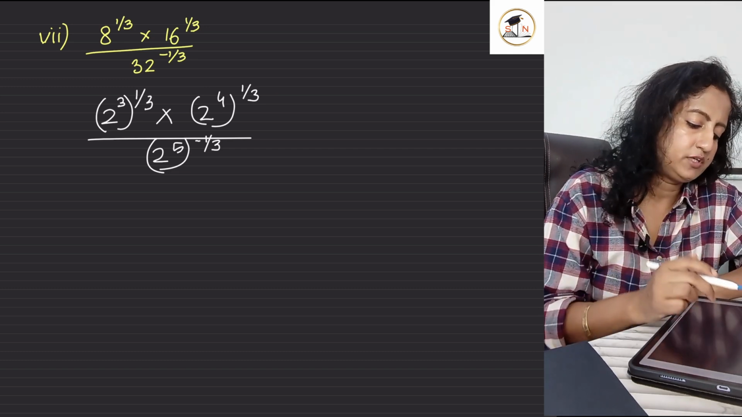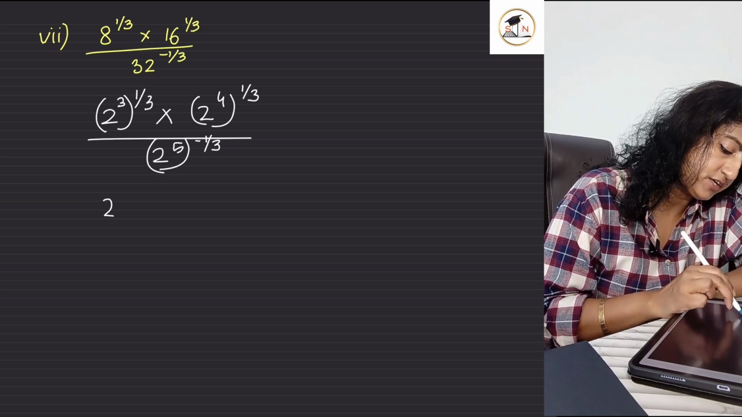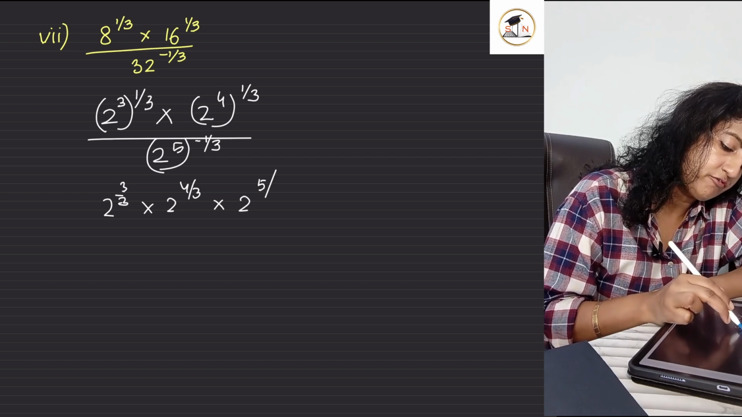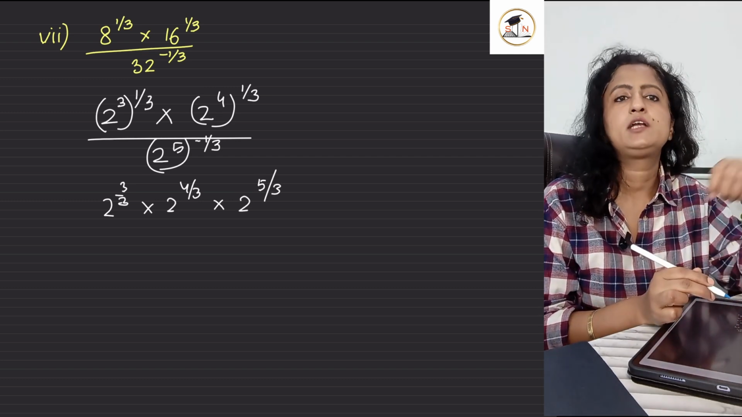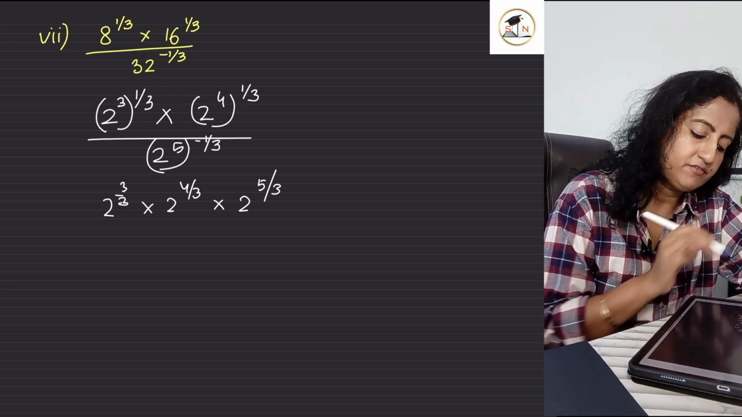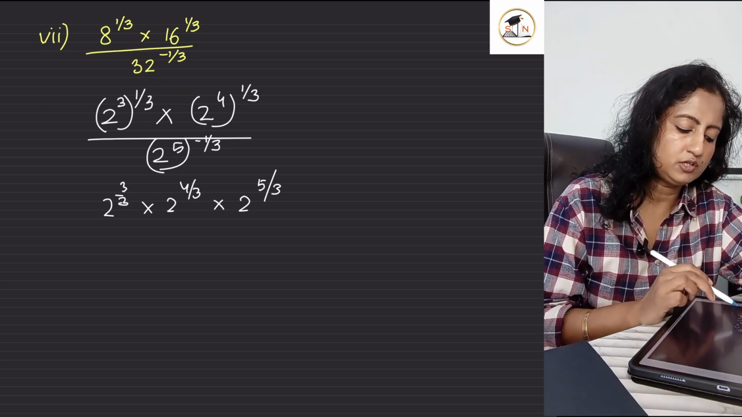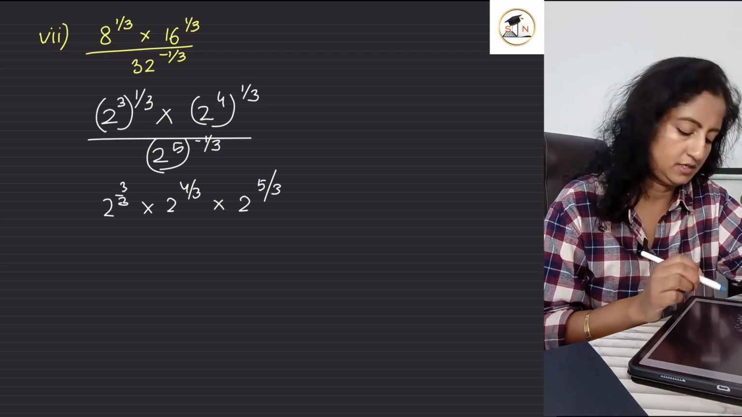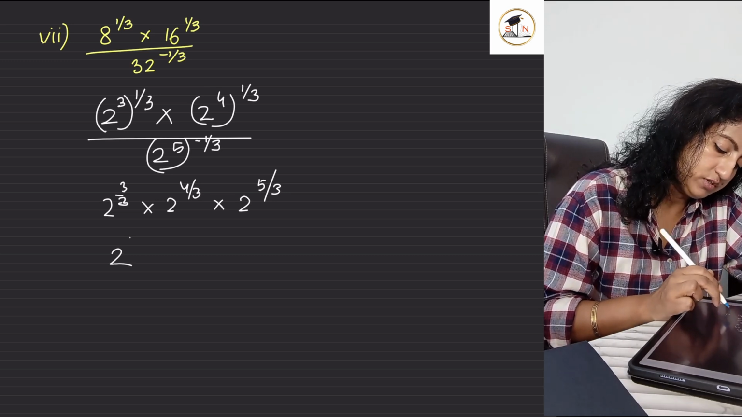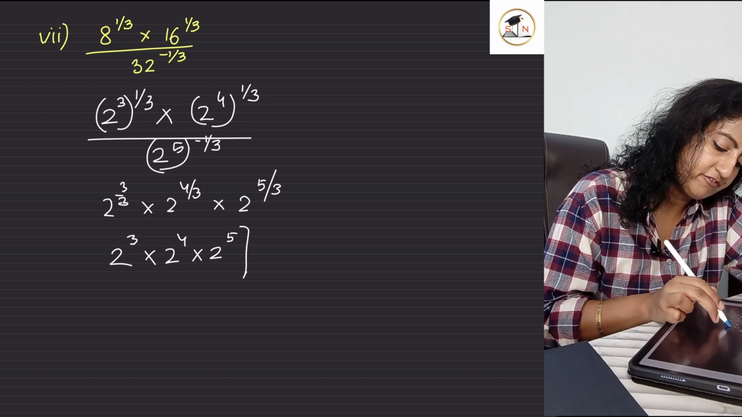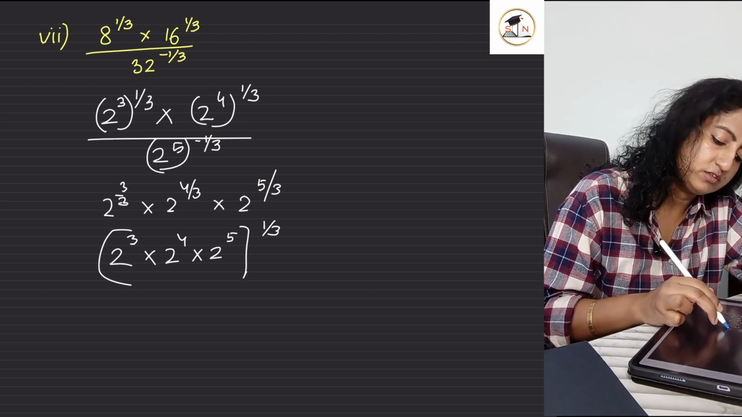Okay. One more thing, what we can see, I'll just write it down. 2 to the power 3 by 3 into 2 to the power 4 by 3 into 2 to the power 5 by 3. Now what happened over here? I took the denominator on top because it was having a negative power. And one more thing over here, all the 2's, there are 3 2's over here, all of them having a power of 1 by 3 common. I'm going to take that out. So 2 cube into 2 to the power 4 into 2 to the power 5. And outside I'm having 1/3.